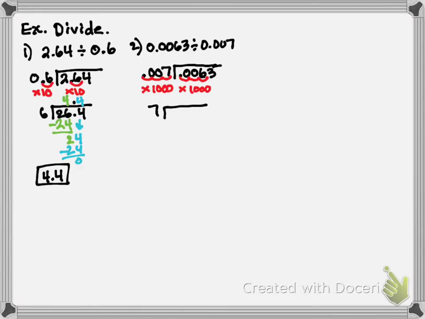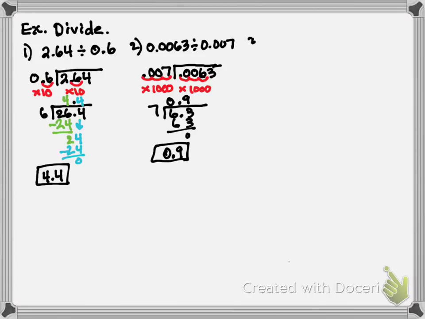7 dividing into 6.3. Bring the decimal point up into the answer and start dividing. 7 can't go into 6, so we can put a 0, and 7 can go into 63 exactly 9 times. That was an easy problem. Wow. All right, there we go. My answer is 9/10. Okay, good.